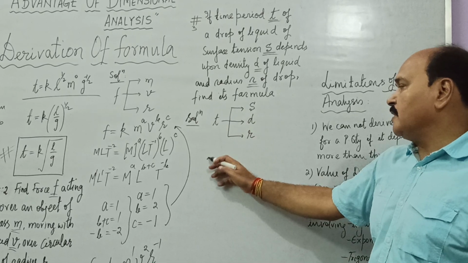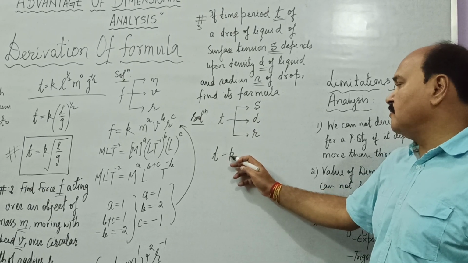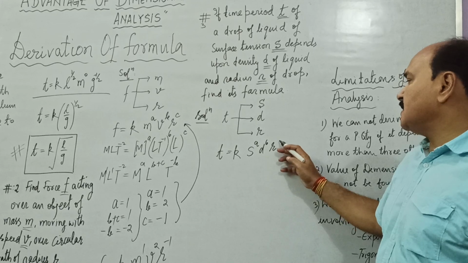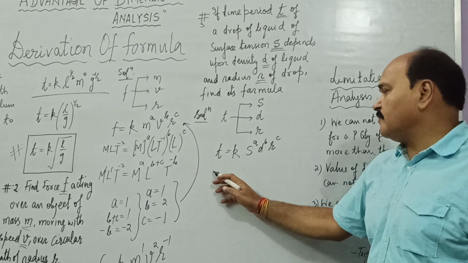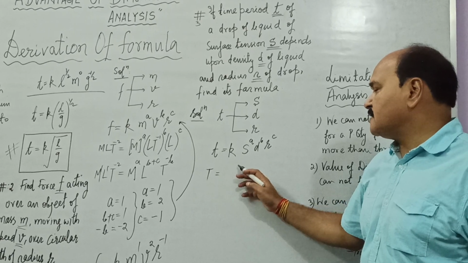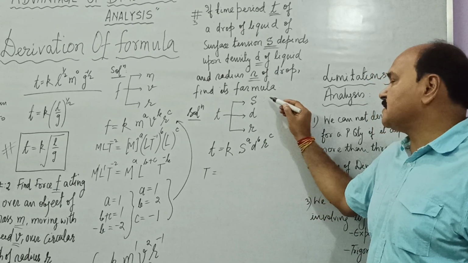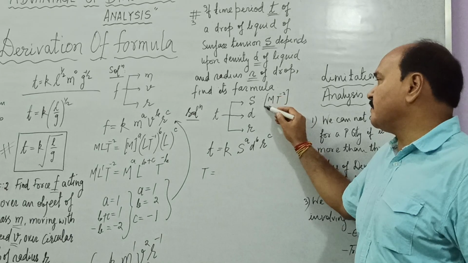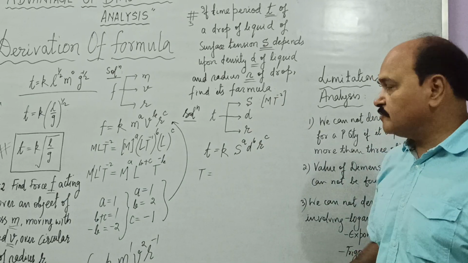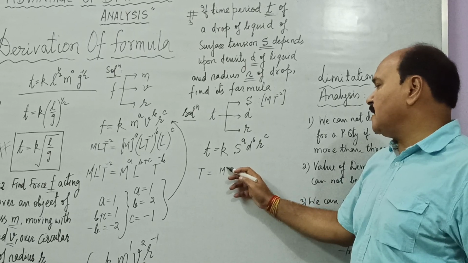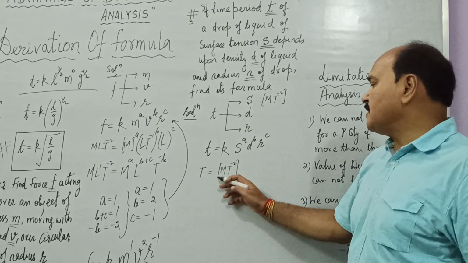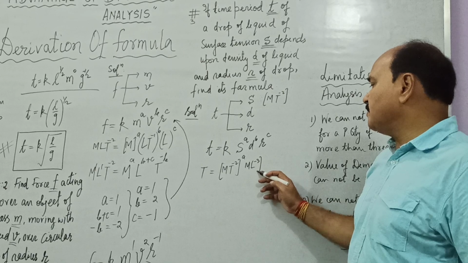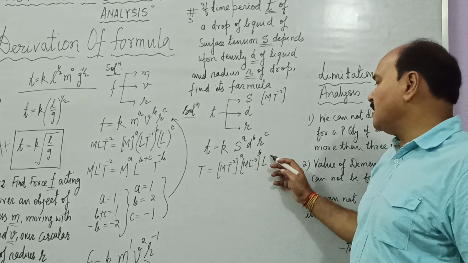So what is the unrevealed formula? The unrevealed formula is going to be T is equal to K S to the power say A, D to the power say B, and R to the power say C. Let us substitute the dimensions of all. Left hand side is T only, right hand side is S, surface tension. The dimensional formula of surface tension is M T to the power minus 2, that is force per unit length over the surface of liquid. The rest all dimensional formulas you know. So dimensional formula of surface tension is M T to the power minus 2, the power is A, density is mass per unit volume, M L to the power minus 3, to the power B, and radius of course is L to the power what?